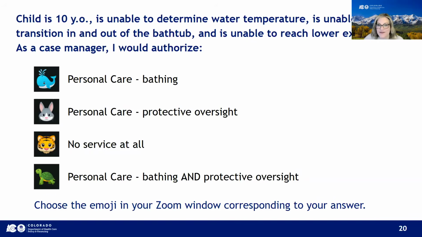Quick interactive question for you here. See if you're still with me. 20 minutes in, we've got a child who's 10 years old. They're unable to determine water temperature. They're unable to safely transition in and out of the bathtub, and they're unable to reach their lower extremities. As a case manager, which service would you authorize? You can find your emojis at the bottom of your screen. Click the emoji that best represents your answer here.